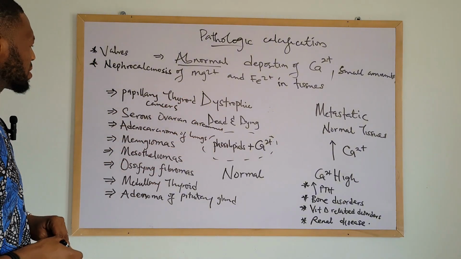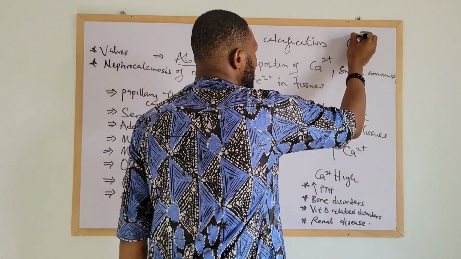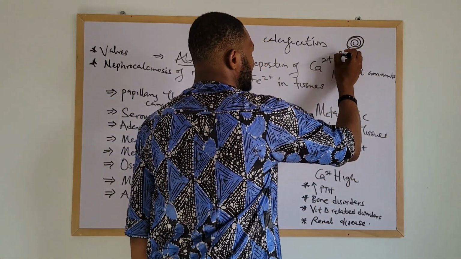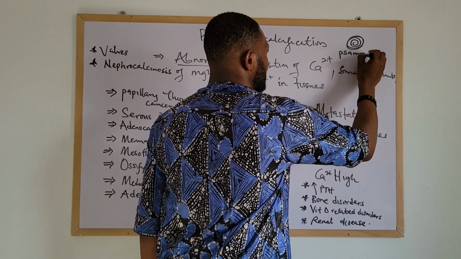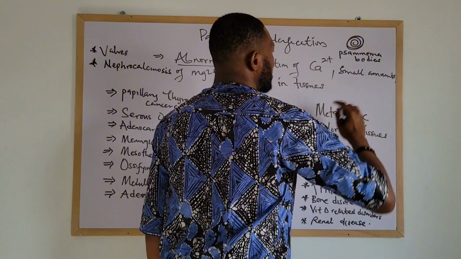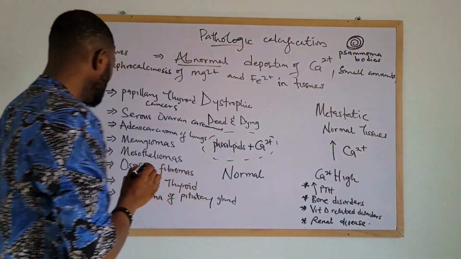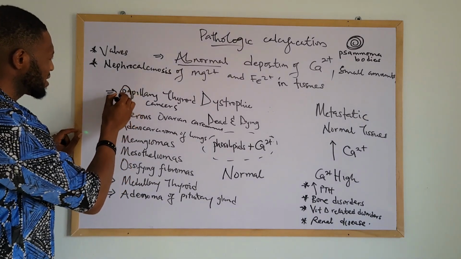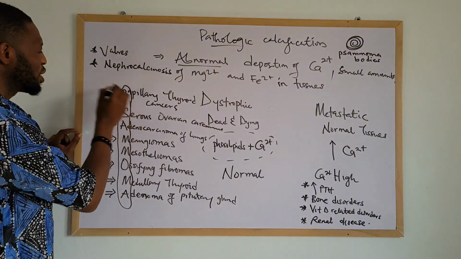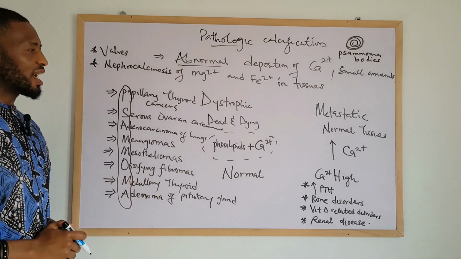And in these conditions, they appear as lamellated concentric calcifications. These lamellated concentric calcifications are known as psammoma bodies, because they look like sand basically on histology. And when you look at some of these causes that we have mentioned, you discover that psammoma is a mnemonic for some of these causes. Okay, so that is that about pathologic calcification.